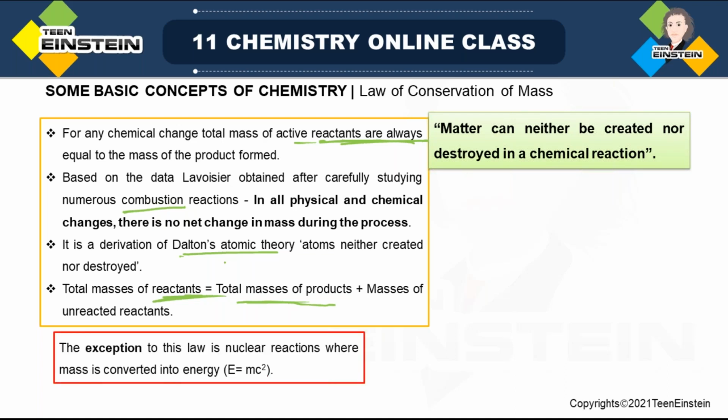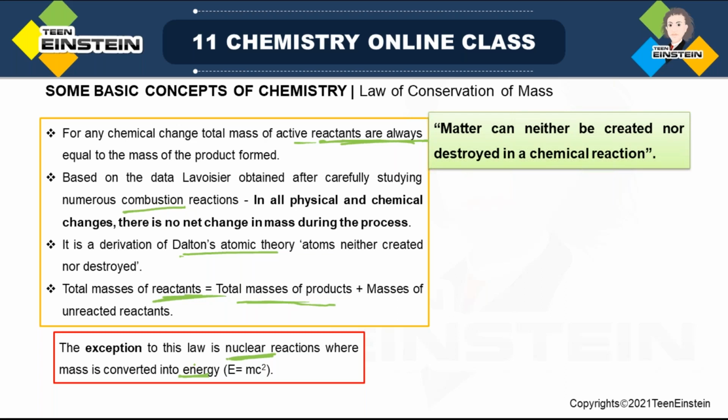Now there is an exception to this law, you can say a limitation. You cannot apply this law for nuclear reactions. For chemical reactions it is fine, because basically only the electrons surrounding the nucleus are involved in the reaction. But when it is a nuclear reaction, as the name suggests, the nucleus of the atom is also taking part, and obviously now the law is not applicable, because in this case the mass is converted to energy.